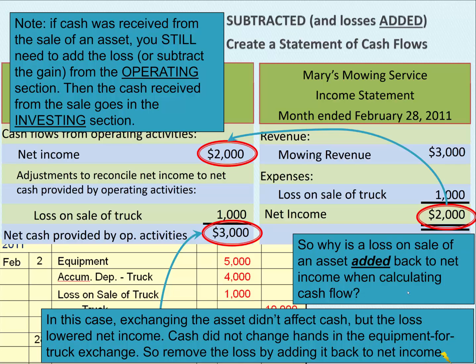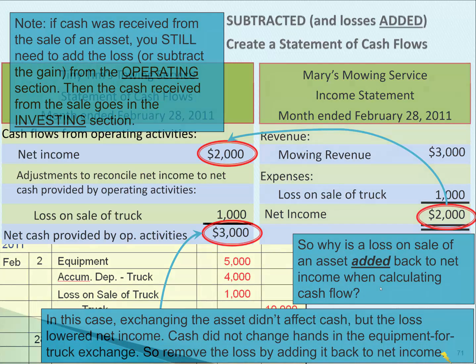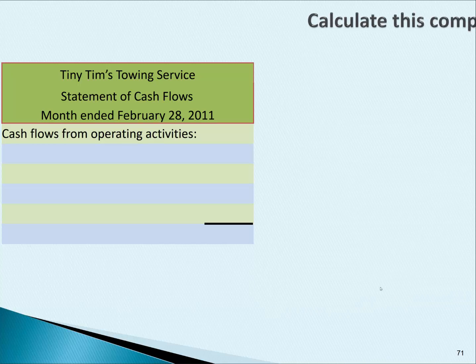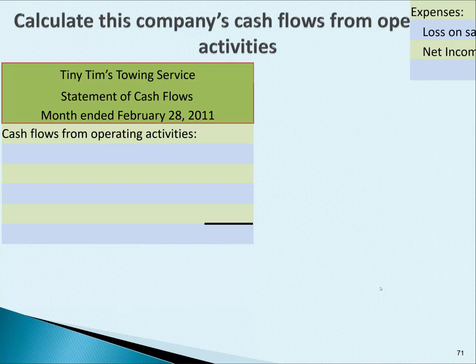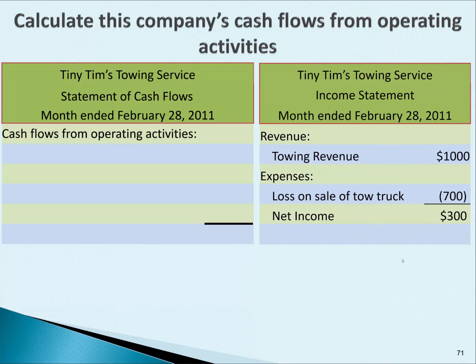So now what we're going to do is Tiny Tim's towing service. From an income statement, we're going to create their statement of cash flows. So here on the right side of the screen, we have Tiny Tim's towing service income statement. We have $1,000 of towing revenue. We have a $700 loss on the sale of a tow truck. So our net income is $300.